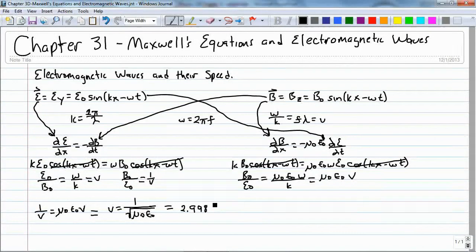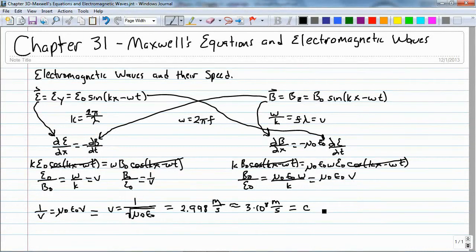and so the velocity of all electromagnetic waves is 2.998 times 10 to the 8th meters per second, approximately 3 times 10 to the 8th meters per second. Or I'm sorry, meters per second, not meters per second squared. We're talking about velocity here. Meters per second.